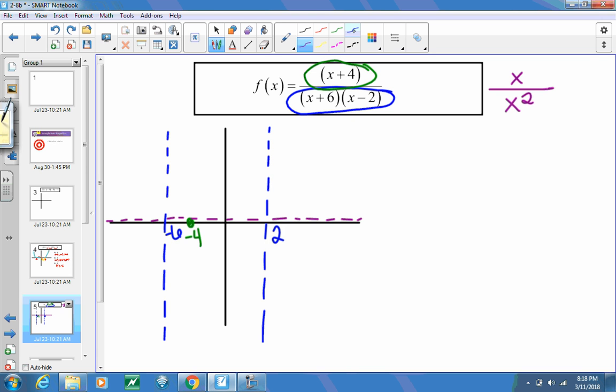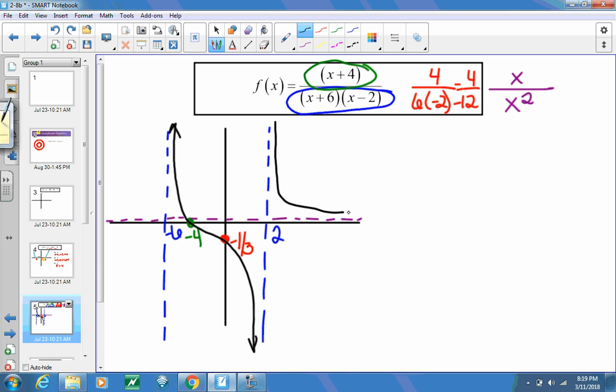And then lastly, I'm just going to go ahead and find my y-intercept, because sometimes that can be really helpful. Plugging 0 in for x, I end up with 4 over 6 times -2. So that's going to end up giving me 4 over -12, so -1/3 is going to be my y-intercept. So there's -1/3. And so with that, now I have enough information to say that I've got a curve that's going to go through my 0 at -4 and my y-intercept of -1/3.